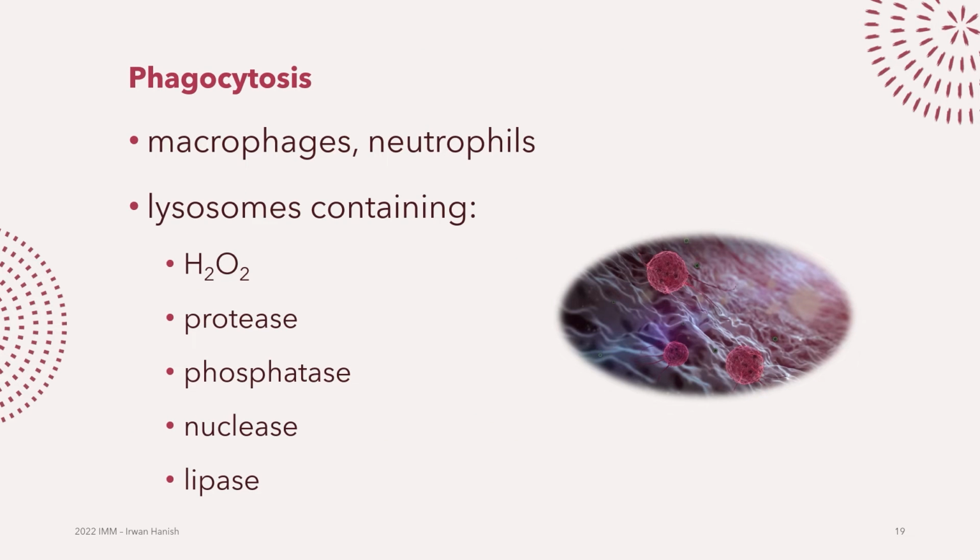The main forces of our phagocyte army include macrophages and neutrophils, and they bring with them a chemical weapon called lysosomes. These lysosomes are their bombs. They contain hydrogen peroxide, protease, and other enzymes that are just seriously bad news for our pathogenic invaders.